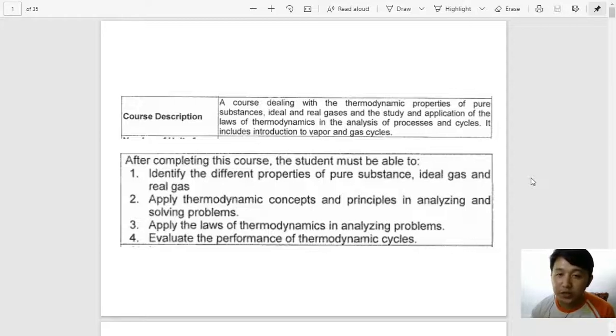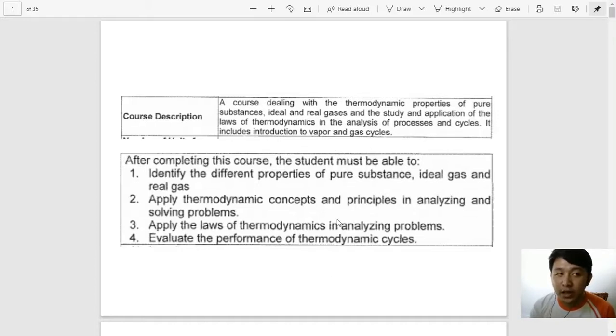We have the course description of thermodynamics, a course dealing with thermodynamic properties of pure substances, ideal and real gases, and the study and application of the laws of thermodynamics in the analysis of processes and cycles. It includes introduction to vapor and gas cycles.